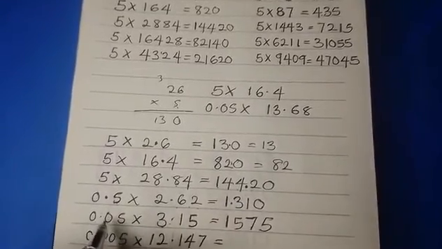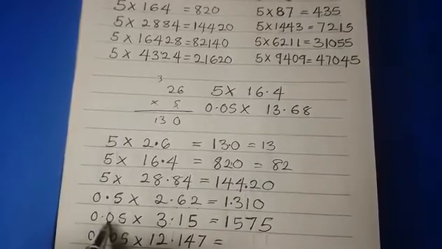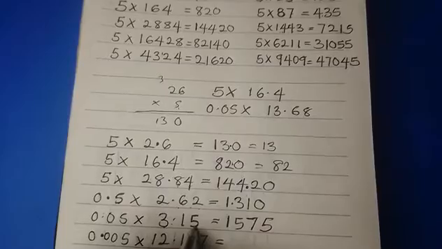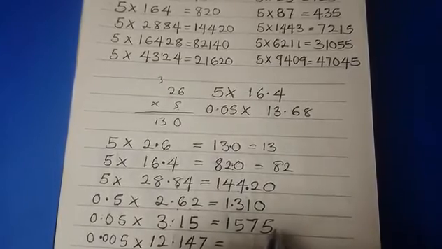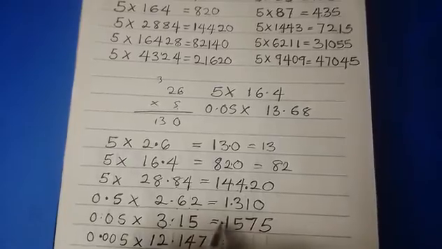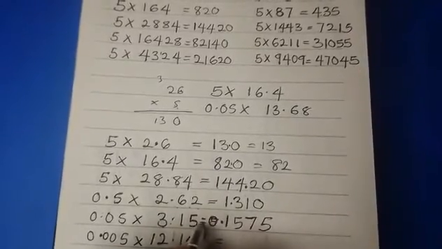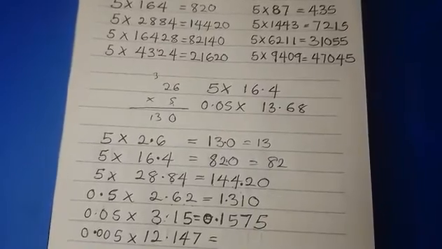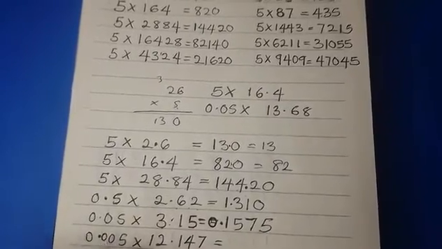How many decimal places do we have here? We have 2 decimal places here, then 2 decimal places here, making 4 decimal places. So we return 4 decimal places: 1, 2, 3, 4. So our point is going to be here, and our answer is going to be 0.1575.